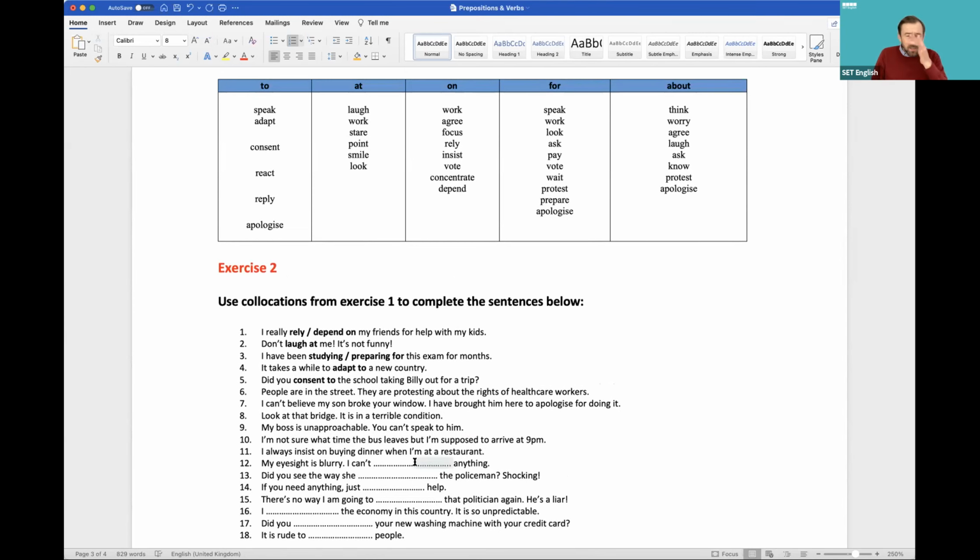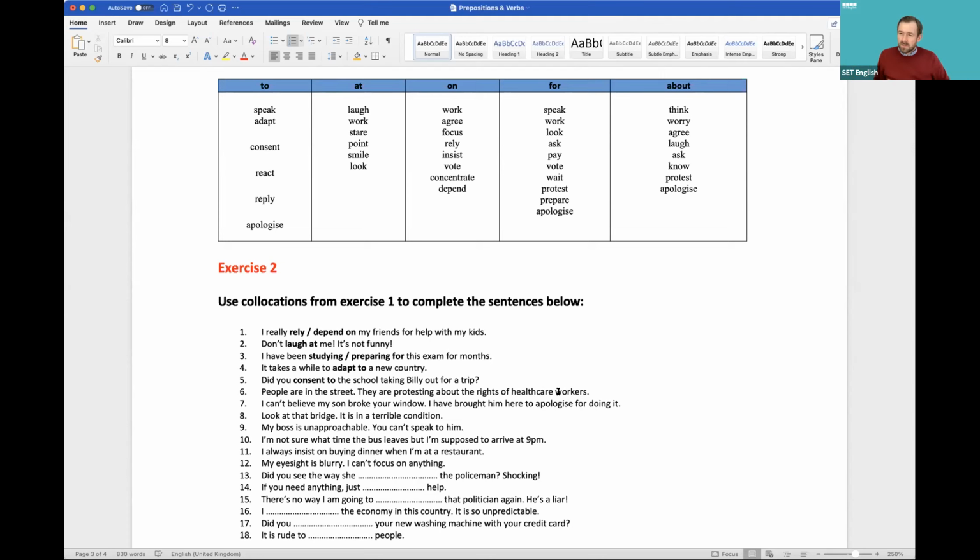My eyesight's blurry. I can't concentrate on. I can't focus on. Remember, concentrate and focus can mean the same thing. So I could say, I'm focusing on my exam. I'm concentrating on my exam. But to concentrate just means to think about something a lot. That's your priority. To focus on can also have a physical thing with your eyes.